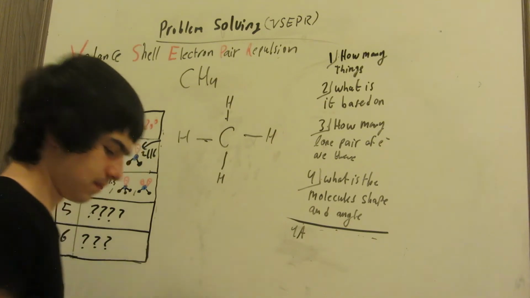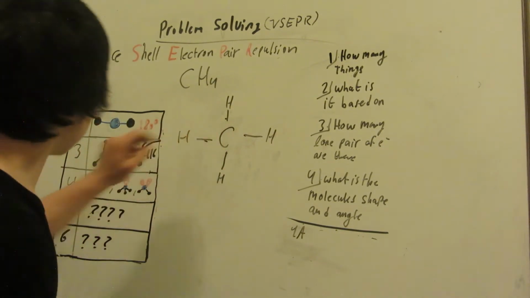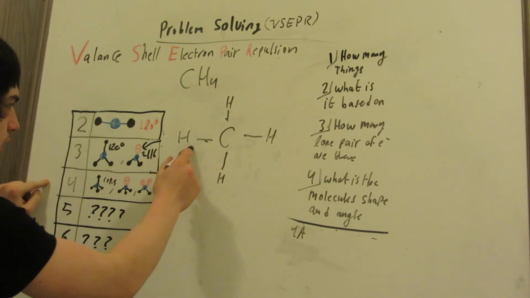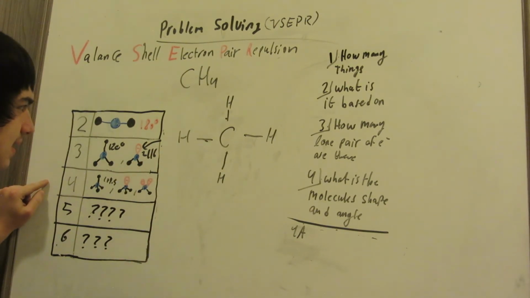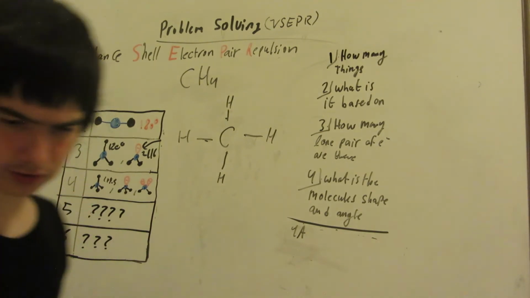Next, what is it based on? In order to know what it is based on, we count 1, 2, 3, 4. We go to the chart. What family has 4 things? Here. So what can it be based on? A shape that has 4 things, and they're going to be here. That's going to be a tetrahedral.